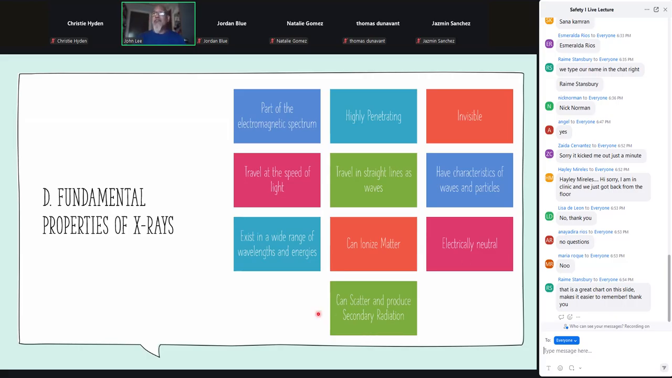X-rays can scatter. They can't be reflected. They can't be refracted, but they can travel in different directions once they've interacted with matter. Consequently, because they can ionize matter, as we learned in the target, anytime you knock an electron out of its orbit, the atom's going to try to remain electrically neutral. So another electron is going to fall in its place, producing secondary radiation.